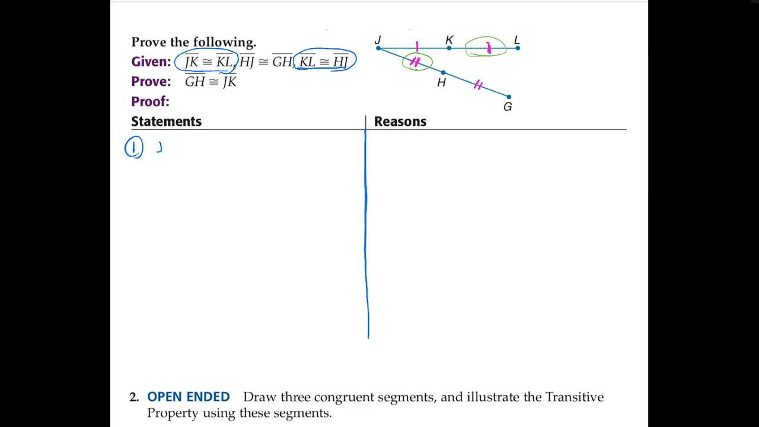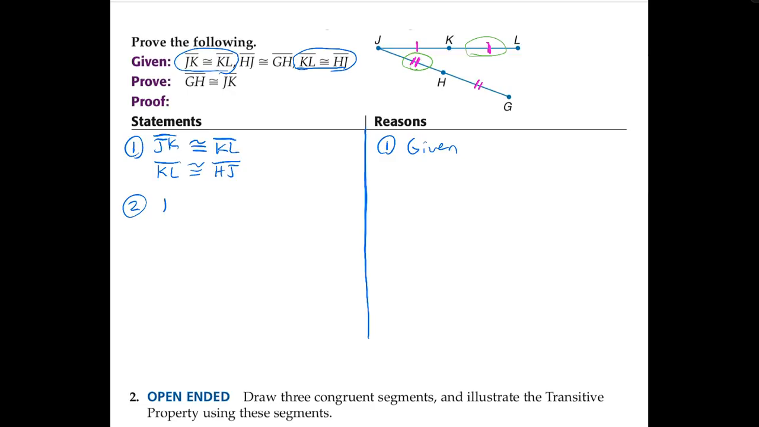So I'm going to say I was given that JK is congruent to KL. And I could either put a comma or a semicolon. I'm going to write it on a separate line, though. I'm going to say KL is congruent to HJ. Okay, and the number 1 was given, even though it was 2 statements. Both of those were given. Okay, step 2 is I'm going to link those together now.